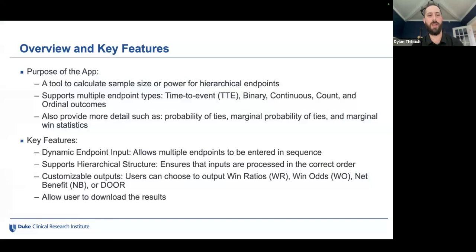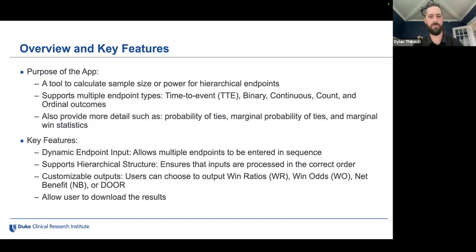The purpose of the app was, as she said, to make a tool that you could use to quickly calculate sample size or power for hierarchical endpoints. It needed to support multiple endpoint types like time to event, binary, continuous, count, and ordinal outcomes. We also want to provide as much detail as possible, like probability of ties, marginal probability of ties, the marginal win statistics, in addition to the power and sample size and the overall win ratio or win odds.